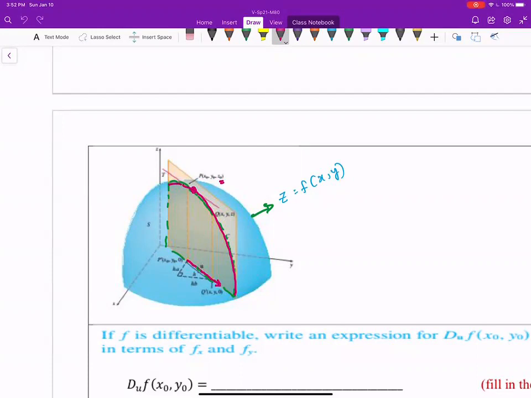Then as you walk along u, whatever the slope of the tangent line is, here in this picture it looks negative. It could be positive or negative or anything. The slope of the tangent line to this curve at the point P (x0, y0) is known as the directional derivative in the direction of u.